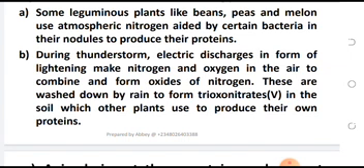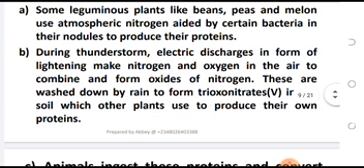So all these things, when they enter the soil, form trioxonitrate(V) in the soil because they are going to combine with other elements. And this trioxonitrate(V) is used by plants to also produce their protein. That's another way in which plants produce their protein. One by nitrogen fixation using bacteria, then the other one from trioxonitrate(V) salts.